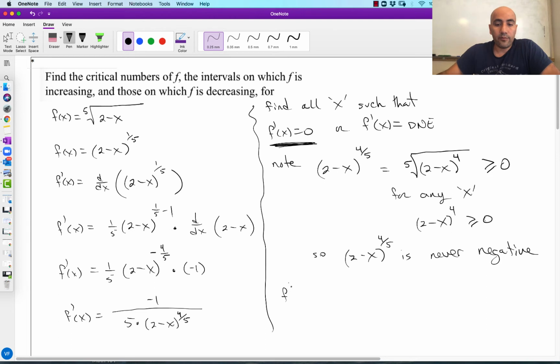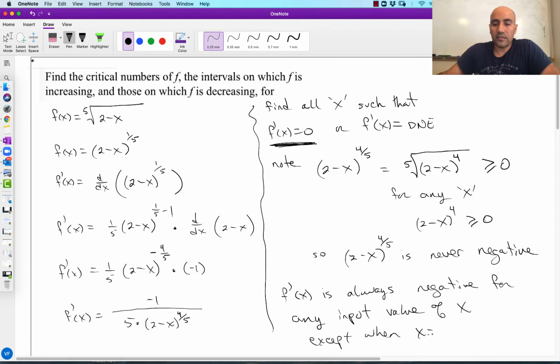So f prime of x is always going to be negative for any input value of x except when x equals 2. If we just ignore that for a second, any other input value, we're always going to get a negative. Point being is that it's never going to be 0. So there's no way that this will ever happen. The derivative is never 0.